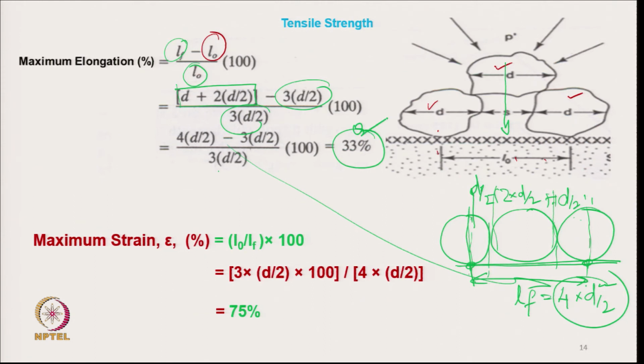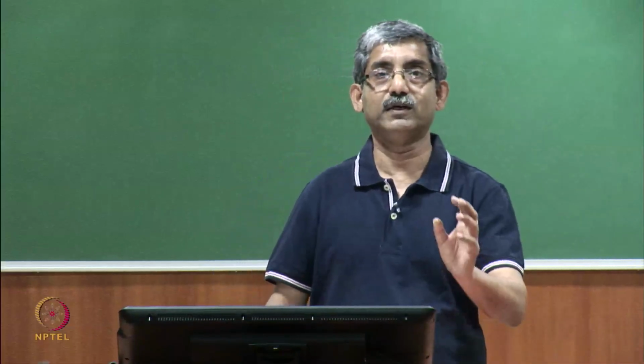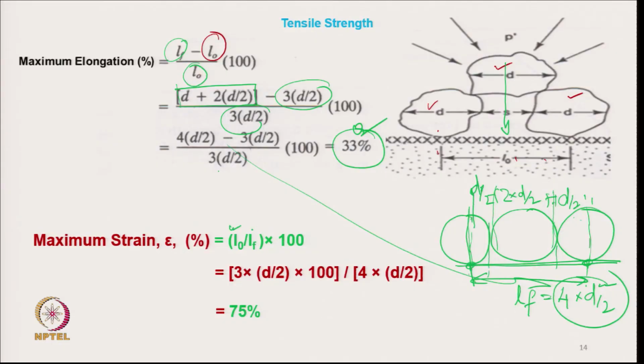33% is the maximum elongation of geotextile that can take place during this condition, and if we convert it to strain percent, it will be L0 by Lf. L0 is 3D by 2, Lf is 4D by 2, multiplied by 100, it is 75%. So, 75% is the maximum strain and 33% is the maximum elongation that can take place during this tensile or grab condition.